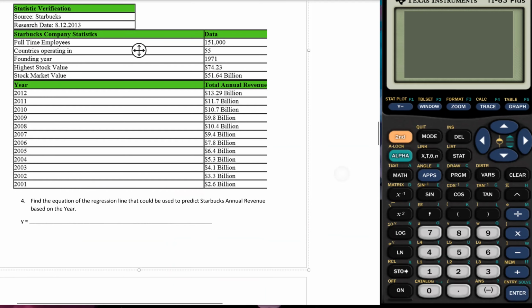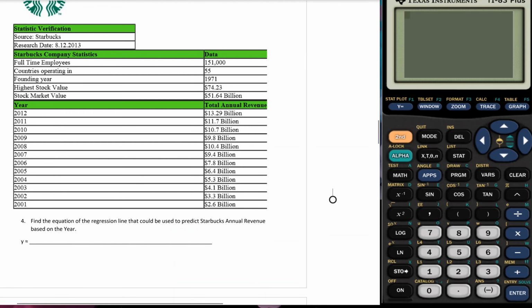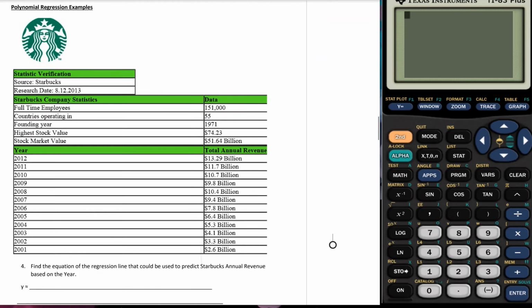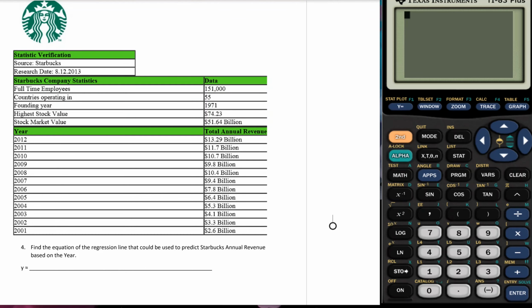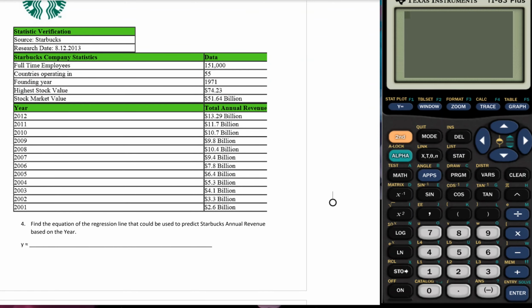And in this case, what is it giving me? I believe it's the income. Yeah, their annual revenue. All right, so it's giving me the year, and it's giving me the billions of dollars that Starbucks has of our money. We're actually going to find the equation of the linear regression line using this data, right? So notice we have our years, and then we have our revenue. So, of course, our years are going to be list 1, and our revenue in this case is going to be list 2.